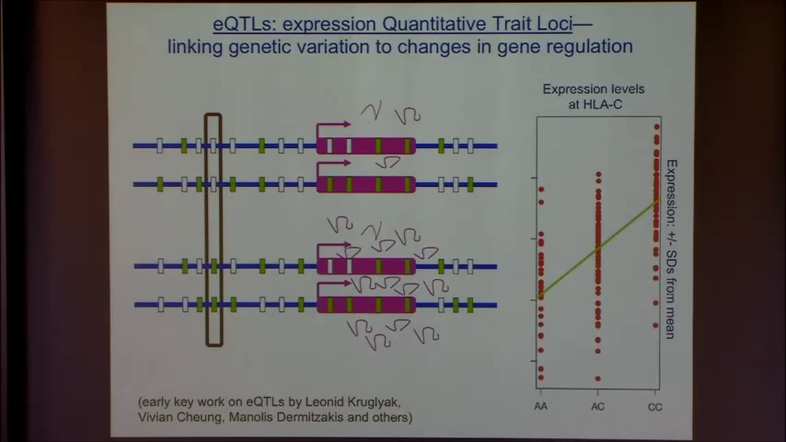So let me just give you one example of an eQTL. This is for the HLA-C gene, and these are data from microarrays. Each dot shows you the expression level of HLA-C for a single individual, stratified by genotype. You can see that if you have the CC genotype, you're expressing this gene at a higher average level than individuals with the AA genotype. It turns out that this eQTL is also associated with HIV-1 progression through its effect on HLA-C levels.